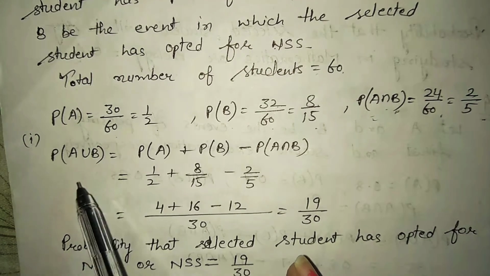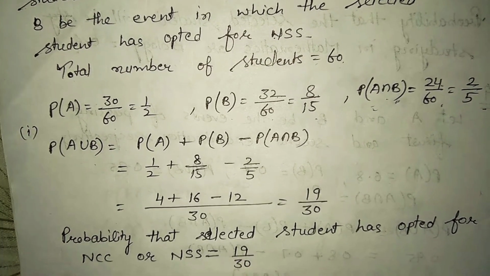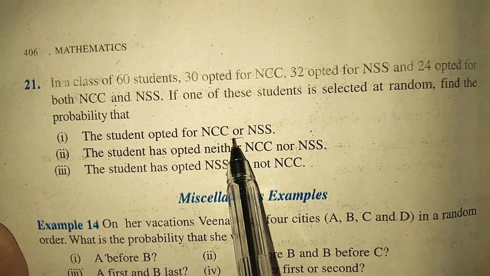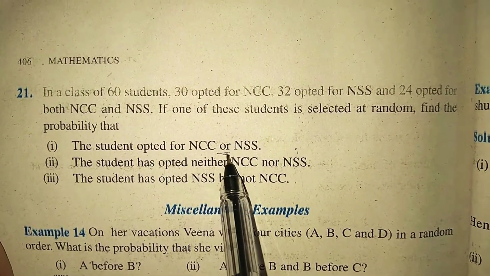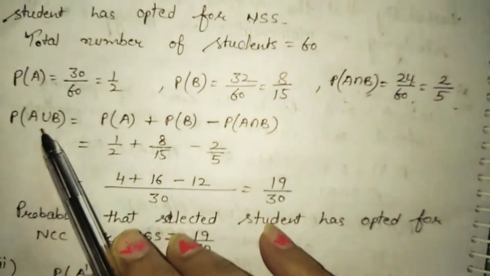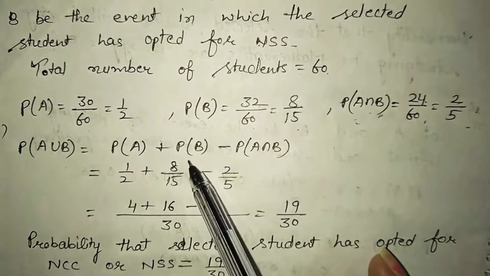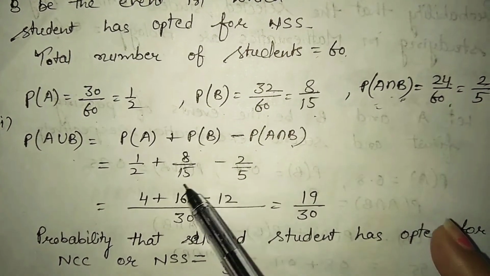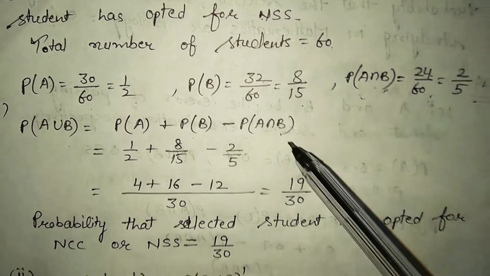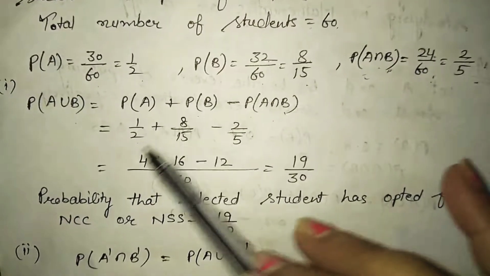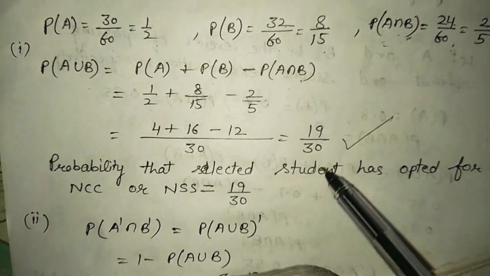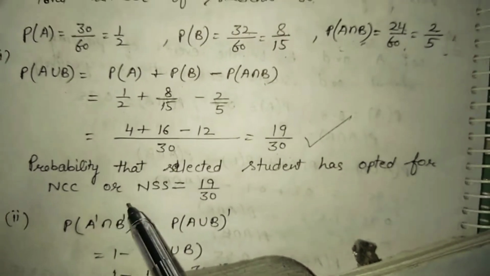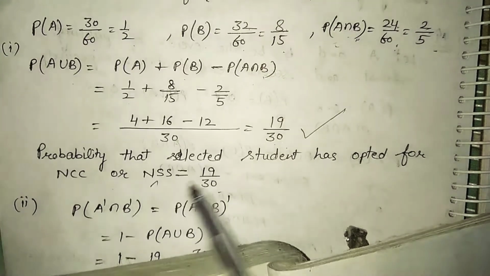So in this case we have to find P(A union B). In the first question, what do you have to find out? The student opted for NCC or NSS. NCC or NSS means union. So we have to find out P(A union B), which is P(A) plus P(B) minus P(A intersection B). P(A) is 1 by 2, P(B) is 8 by 15, P(A intersection B) is 2 by 5. After solving we will get 19 upon 30, and this is the probability that the student has opted for NCC and/or NSS.